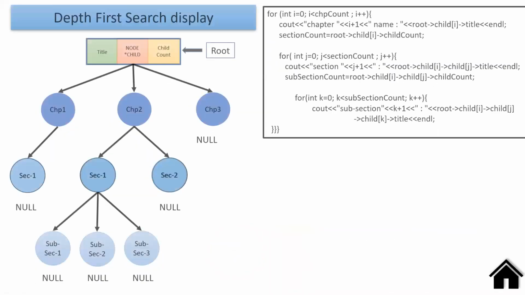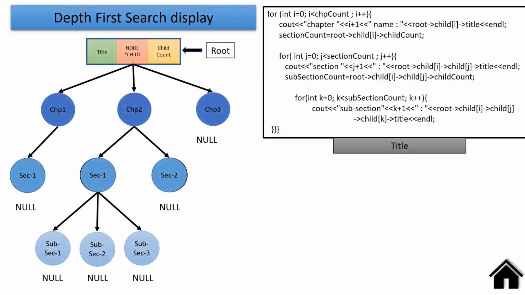Now we'll see how to display it. Display is again very simple. Just by using the DFS technique, we have to display this tree. The same for loops I have written once again here. In the create function, we were accepting the data from the user inside these for loops. But now as we want to display the tree, you will see only cout instructions inside these for loops. The chapter count, section count, and subsection count, depending on these, we are executing these for loops and we are going to display this tree.